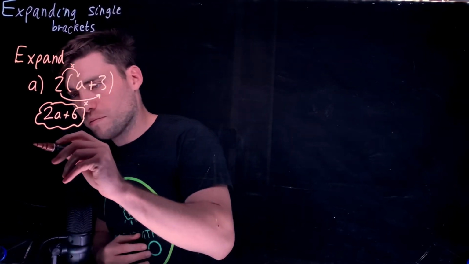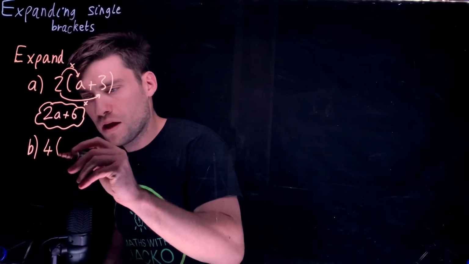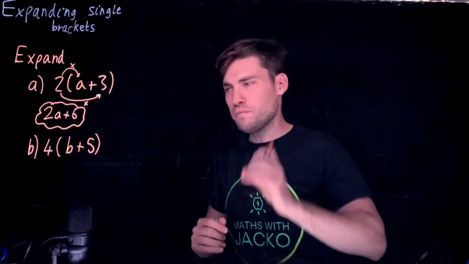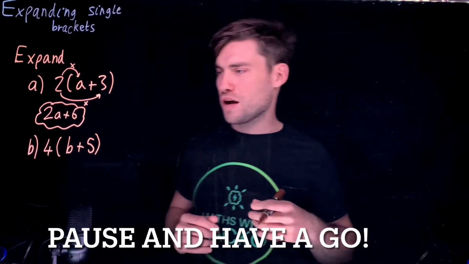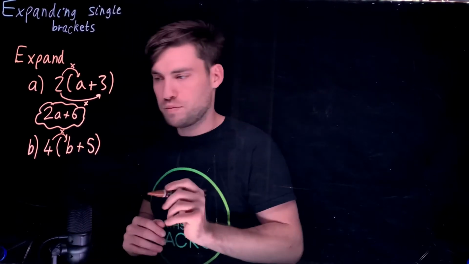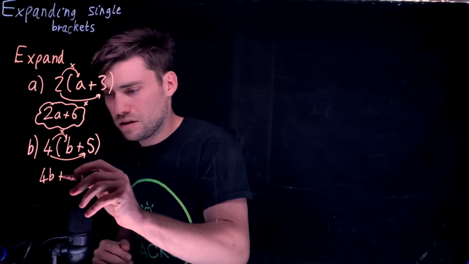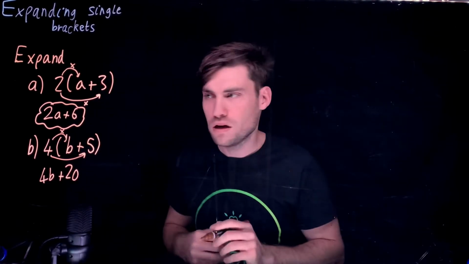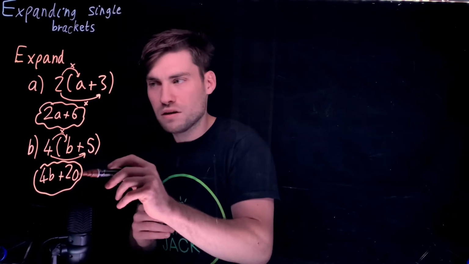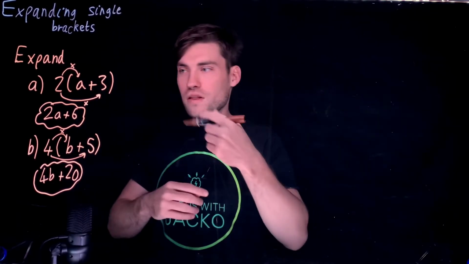Okay, so let's do another one. Let's see if we know what to do from that example. So let's say we've got 4 brackets B plus 5. So pause the video, have a go at that one. Right, okay, so hopefully you might have got part of it. You can use that example to help you. So this time it's 4 times B, which is 4B. 4 multiplied by 5 equals 20. And that's it. This is the answer here, and you can also write that as 20 plus 4B. And like this one, you can write that as 6 plus 2A. Okay? So, there's 2 examples.